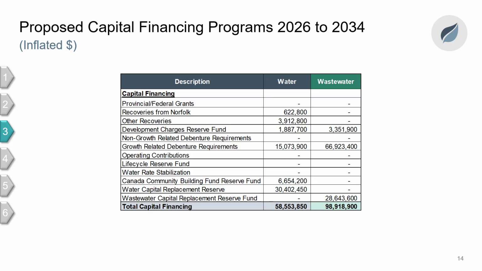On the wastewater side, we have $3.35 million from the Development Charge Reserve Fund, just under $67 million in growth-related debt, so again funded with development charges, and the residual $28.64 million coming from the Wastewater Capital Replacement Reserve Fund.